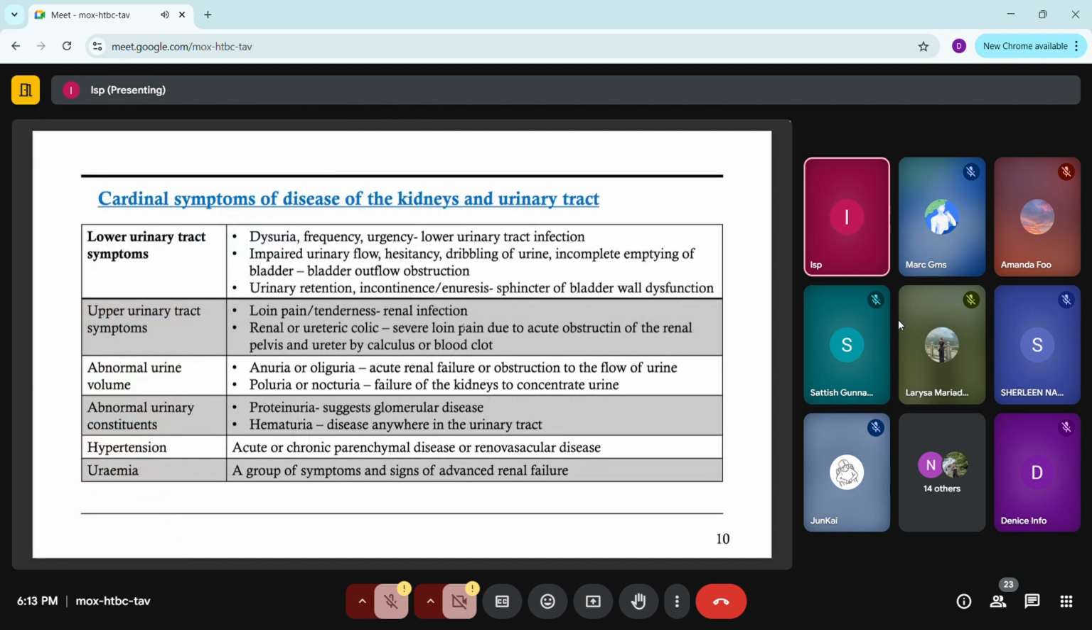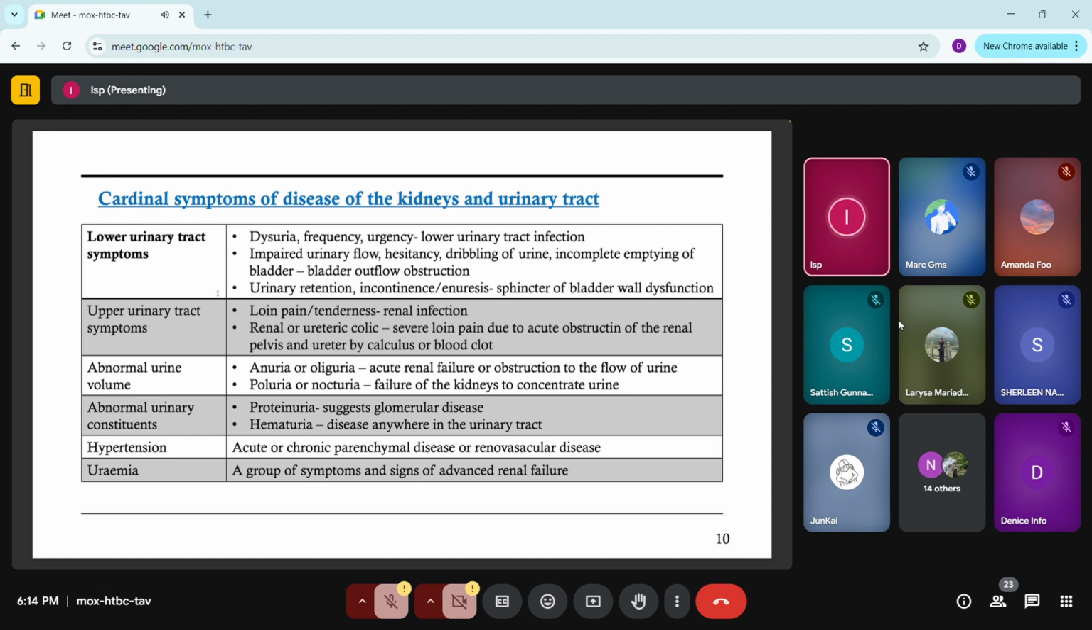Okay. So what are the symptoms that you can pick up in diseases of the kidney? Basically, we can divide them into lower and upper urinary tract symptoms. Lower urinary tract symptoms are usually the common UTI symptoms that we hear. Patients will present with dysuria, frequency or urgency. They may have pain passing urine, an increase in urine frequency, and urgency, the sense of inadequate voiding, and keep on wanting to go to the toilet.